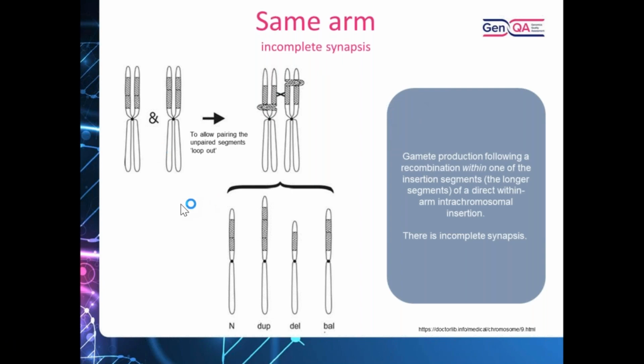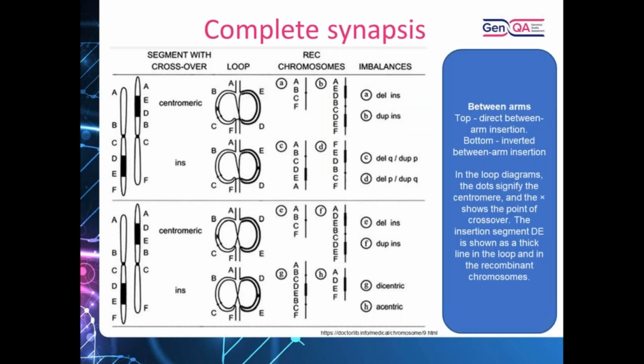I'm not going to go into too much detail of this because it does get quite complicated. Various different loop formations occur, and I would recommend looking at Gardner and Sutherland for more information on this, because trying to describe it is quite difficult. But it is included in the talk, which will be on YouTube at some point.